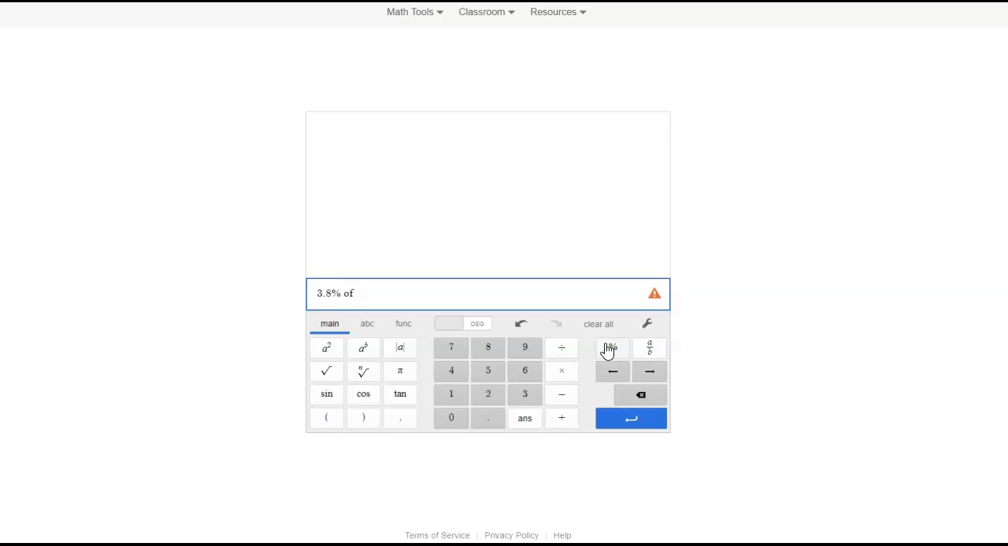3.8% of 14,095 times, and I'm just going to put this in as a decimal, 5.5, and that is the interest that was earned on that account. So this is going to be, if I round it to the hundredths place, $2,945.86.